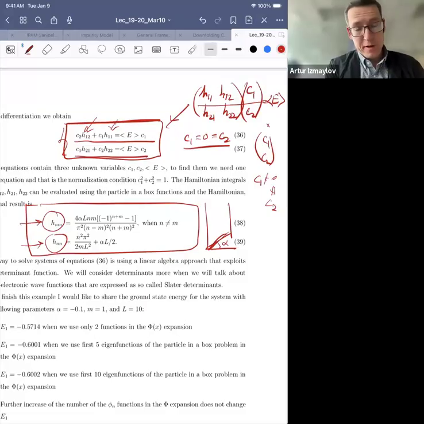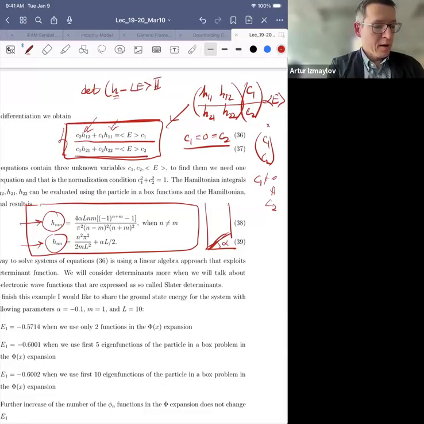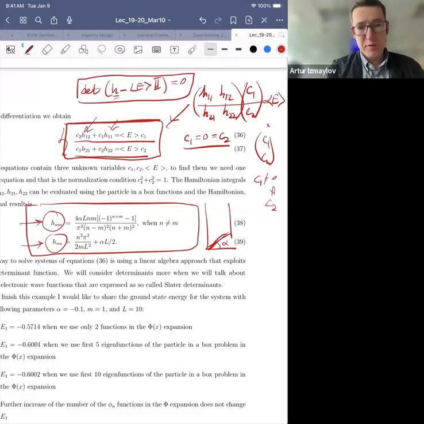And in order to have linearly dependent equations, the condition for that is that the determinant of this matrix, effectively H minus E identity, needs to be 0. And now the question is, is this obvious? Do I need to explain this part, or have you seen this before? Could you explain it, please?